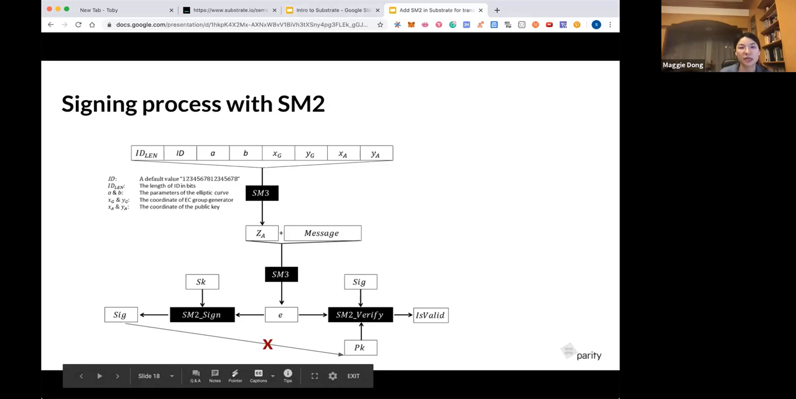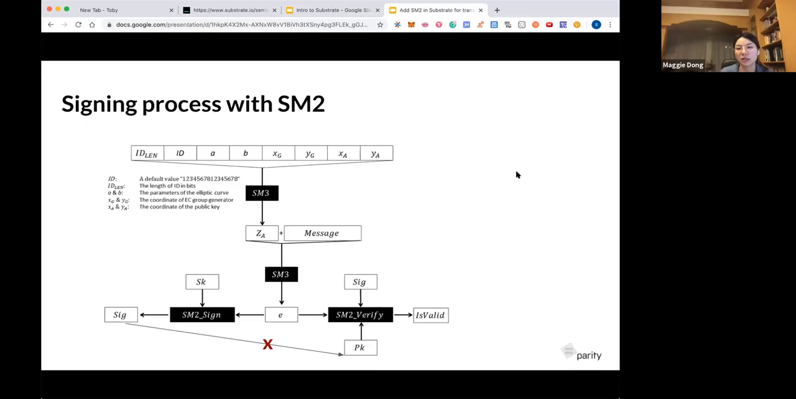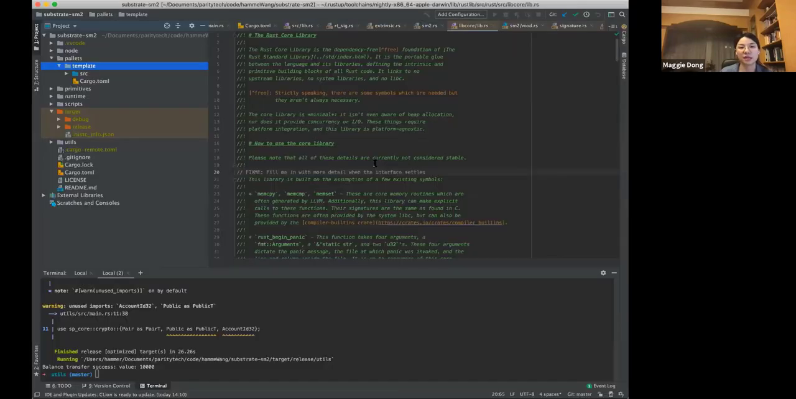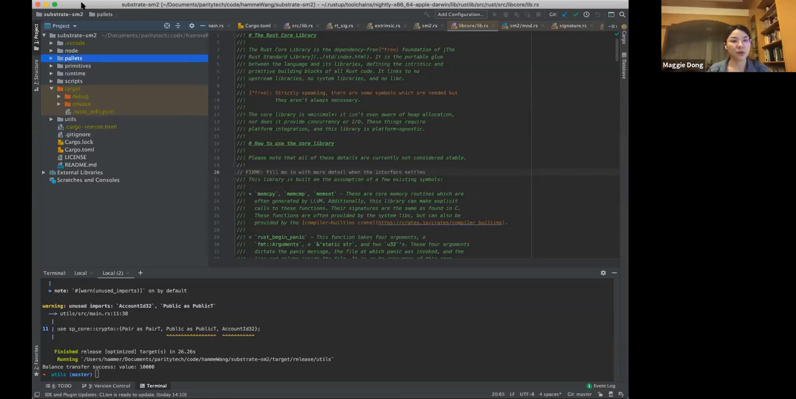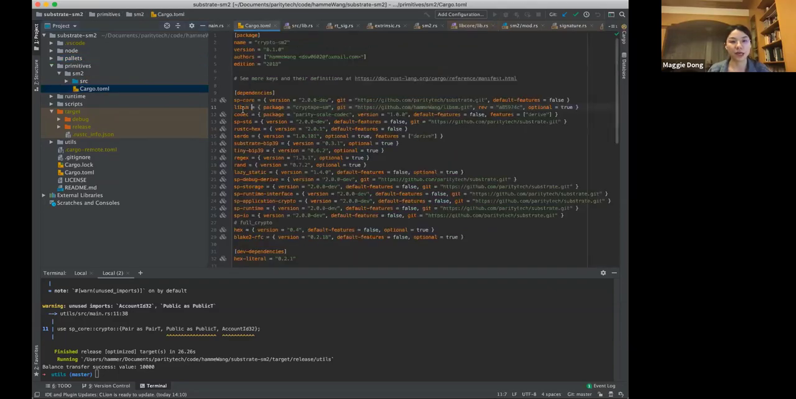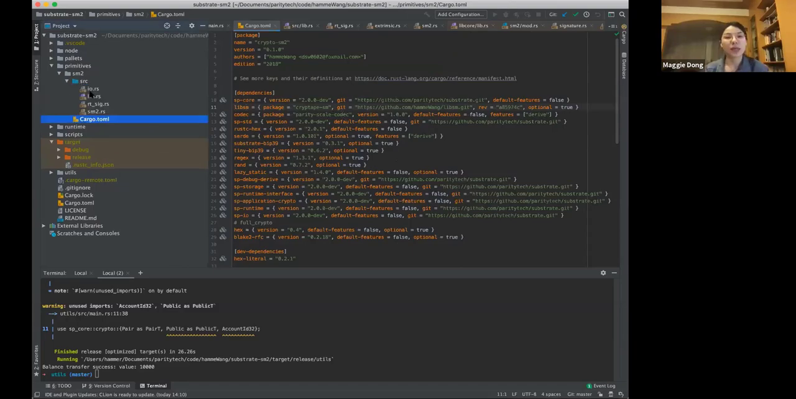Yeah, that's the point. I will talk about it in the code review. I think this is the only difference between ECDSA and SM2. You can see from the folder that it's basically the Substrate node template. I just added a folder called primitives SM2 in it. And you can see from the Cargo file that I just import an SM2 library, and thanks to the SATA team, they have already done a Rust implementation of SM2. So I just use them and do some wrapper.